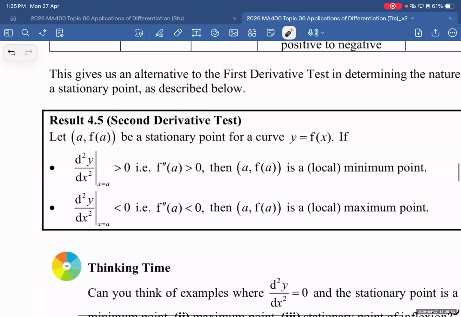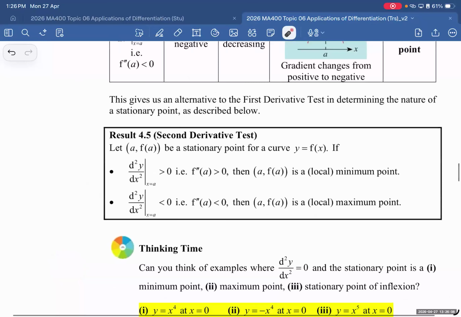Generally, the second derivative is preferred for me. Once it's convenient, it's easy. It's like the 7-Eleven downstairs from your house. But if you want to do first derivative, you must go to NTUC or Giant or Sheng Siong. They have everything. Okay?